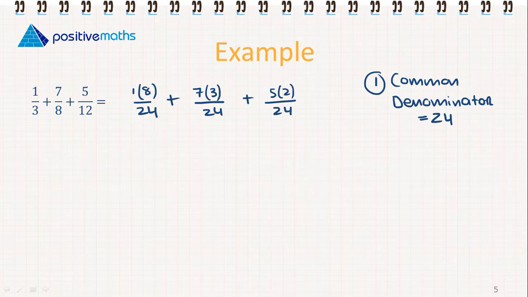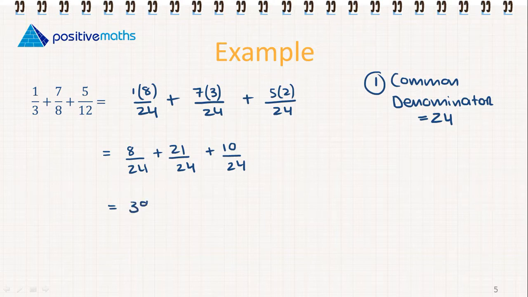Okay, so the next step is to get rid of the brackets on the top. So 1 by 8 will give us 8 over 24. 7 by 3 will give us 21. And 5 by 2 will give us 10. Now we have three fractions, all with the same denominator, so we can add the numbers on the top. So 8 plus 21 plus 10 will give us 39. So we have 39 over 24.